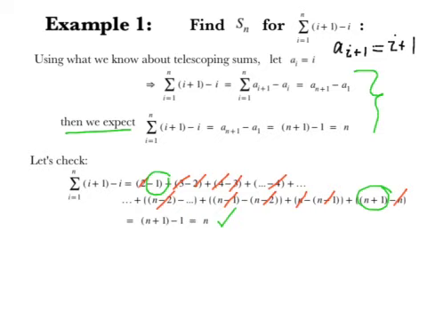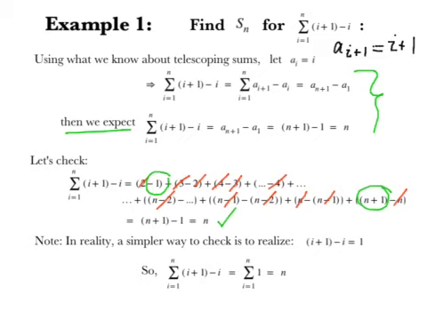Now, I noted that this was a really trivial example, and I wasn't kidding. Because in reality, it's a lot easier just to realize that I plus 1 minus I is equal to 1. So the sum of I plus 1 minus I is just equal to the sum of 1. So this is really just 1 plus 1 plus 1, n times, or n. But in either event, we know that we arrived at the right answer by using the process of a telescoping sum.